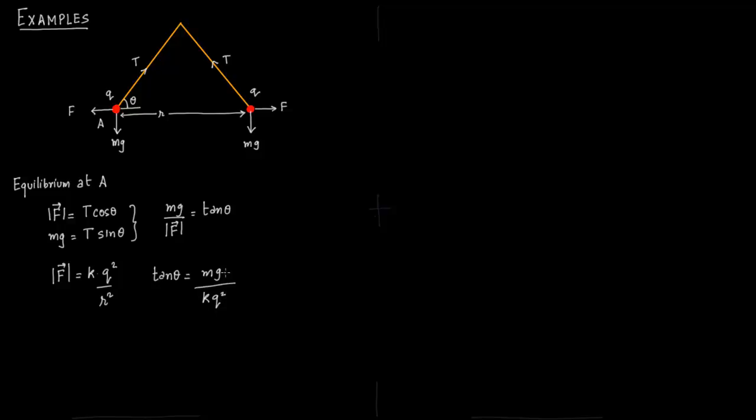Say equilibrium at point A, that is on the left side. The force, given to us as the magnitude of the force, is equal to T cos theta, and weight mg will be equal to T sin theta. Now you divide T sin theta by T cos theta, and you get mg over the magnitude of the force equal to tan theta. But this force is given to us as k q square by r square. We are only worried about the magnitude. If you plug this in, you get the angle theta, or the conditions for the equilibrium. So tan theta is equal to mg r square divided by kq square.